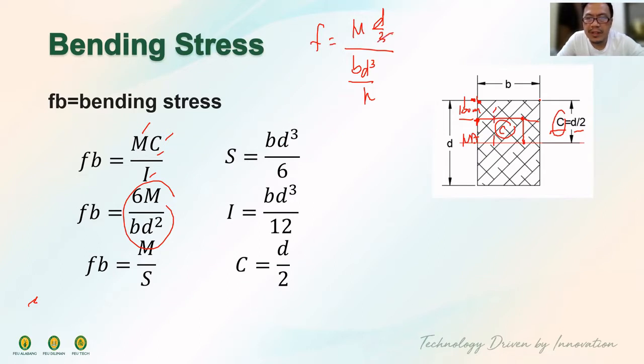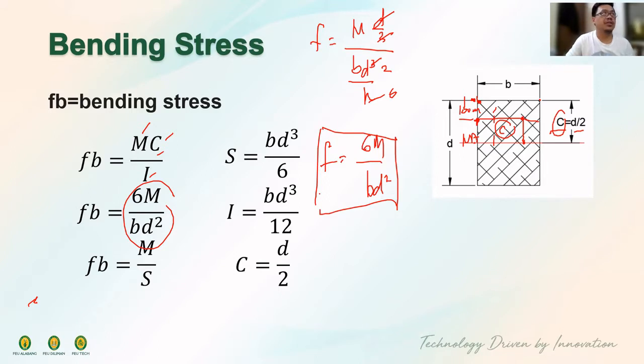This becomes 6, this one will have 2. So the flexural stress is 6M over B D squared. This one is only for rectangular section. So in other words, if your section is circular or some other regular section, then you are going to use this general formula. Okay? Am I clear to everyone? Confirm, okay, right.